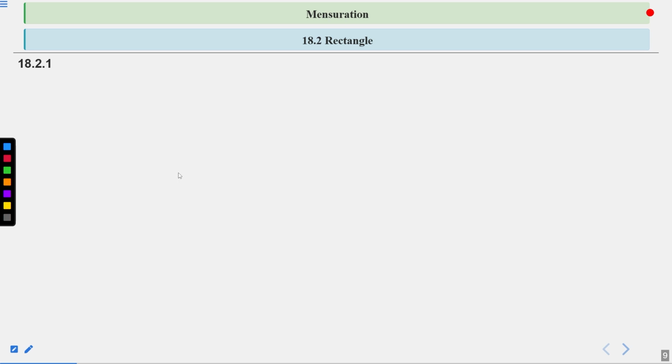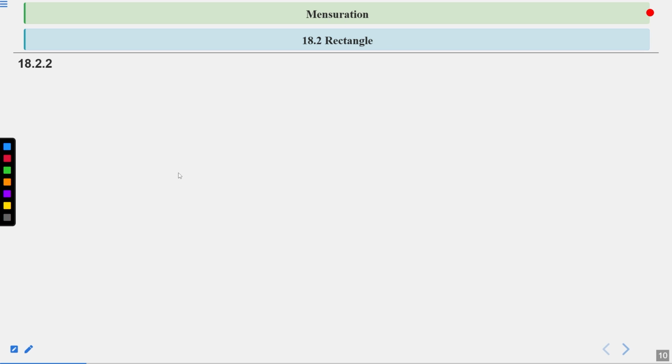Now move to the second one, rectangle. So formula related to rectangle, 18.2.1. So this is the diagram of the rectangle, length and width. So the area is length multiplied by width. We get the area of the rectangle.